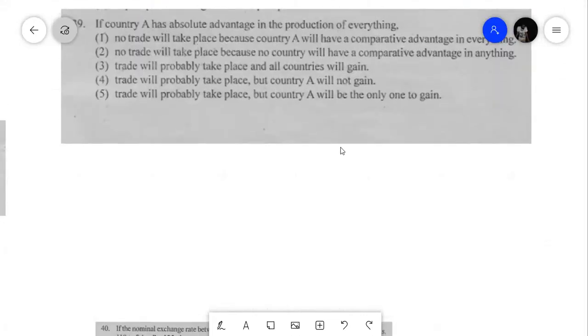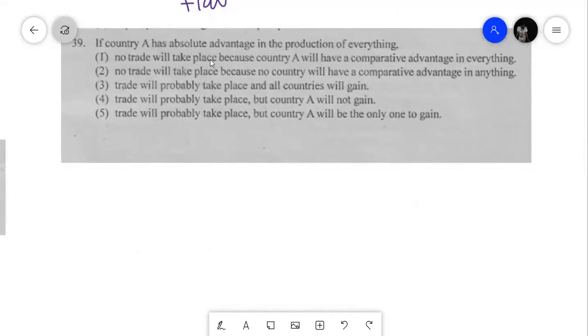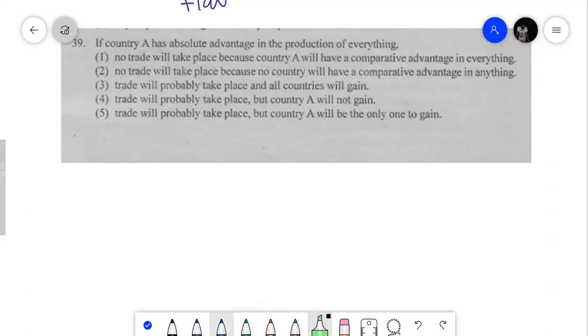If country A has absolute advantage in the production of everything. So country A has the absolute advantage in, let's say, both the goods. Okay, so which of these is correct, right? No trade will take place because country A will have a comparative advantage in everything. Yes or no? Country A, yes, has the absolute advantage in both the goods. But does that mean that country A will have the comparative advantage in both and they will have no trade? No, right? That is wrong. No trade will take place because no country will have the comparative advantage. Can you say that?